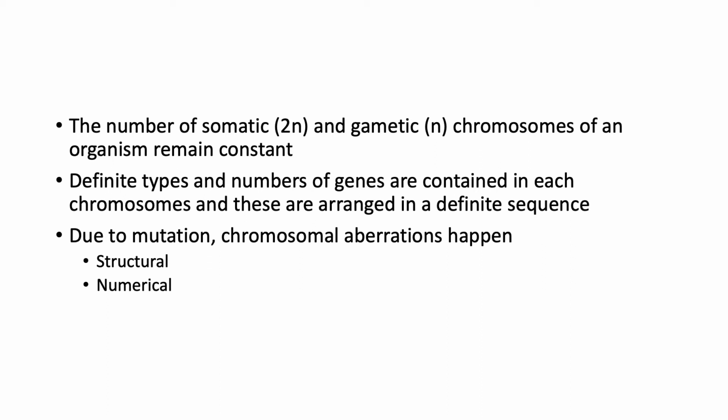Definite types and numbers of genes are contained in each chromosome of a genome, and these are arranged in a definite sequence. But sometimes, due to a mutation or spontaneously without any known causal factors, variation in chromosomal number or structure may appear in nature. Chromosomal aberration may be classified into two broad classes, which are structural and numerical.